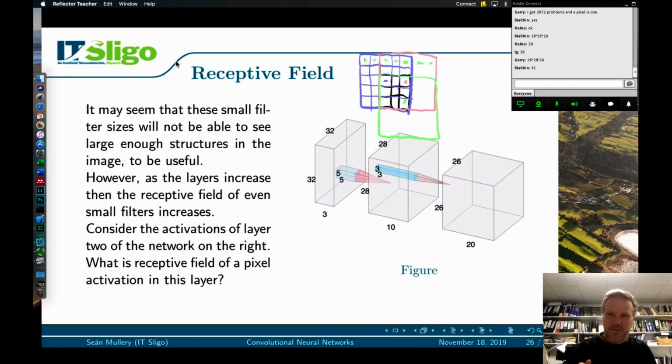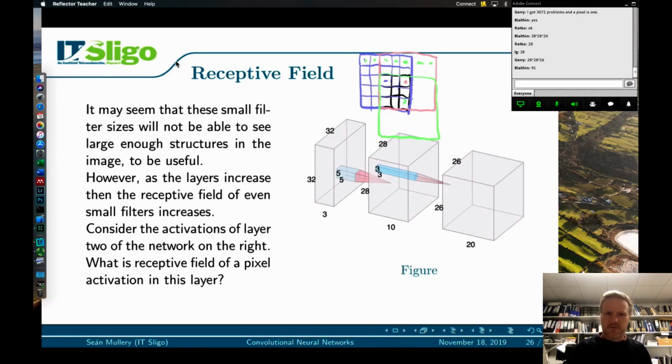What this is basically saying is that this is a mechanism whereby the deeper you go with your network, the higher up layers can actually see more of the image than the simple 3x3 or the 5x5 would have seen. So it can see larger objects and can take information from a larger receptive field by doing that. It may seem that these small filter sizes will not be able to see large structures in an image in order to be useful. However, as the layers increase, the receptive field of even the small filters increases.